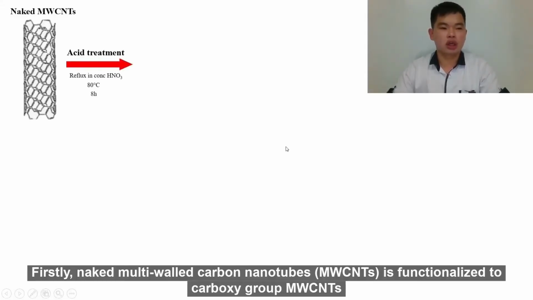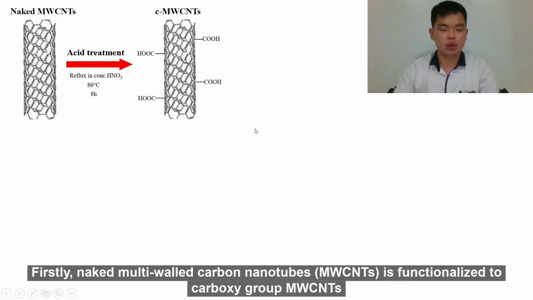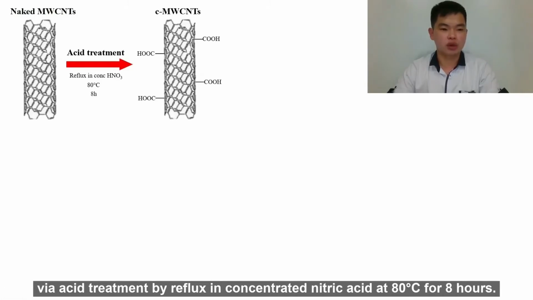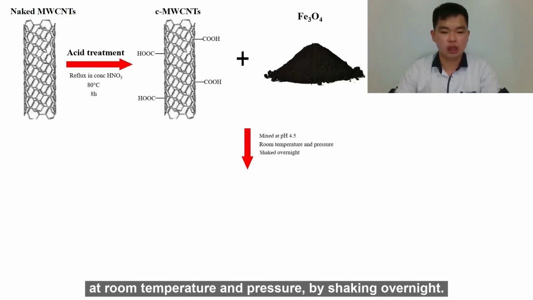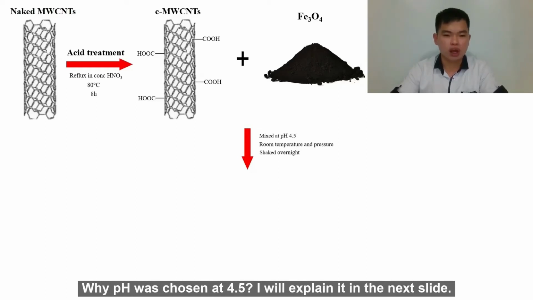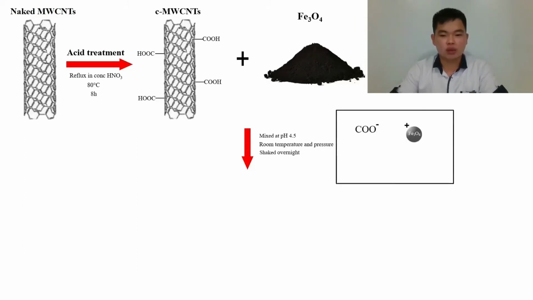Firstly, naked multi-wall carbon nanotube is functionalized to carboxyl group multi-wall carbon nanotube via acid treatment by reflux in concentrated nitric acid at 80 degrees Celsius for 8 hours. Then, carboxyl multi-wall carbon nanotube and naked iron oxide were mixed together at pH 4.5 at room temperature and pressure by shaking overnight. Why was pH 4.5 chosen? I will explain it in the next slide.